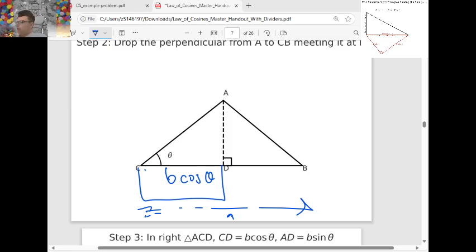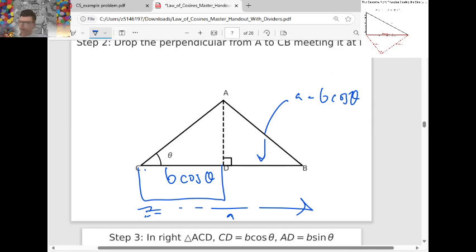So this side, if my pen will work, has to be A minus B cos theta. Okay. So that's A minus B cos theta. It actually happens to equal B cos theta because we've split the triangle in half. Right? So therefore, just by definition, that's going to have to be the case.